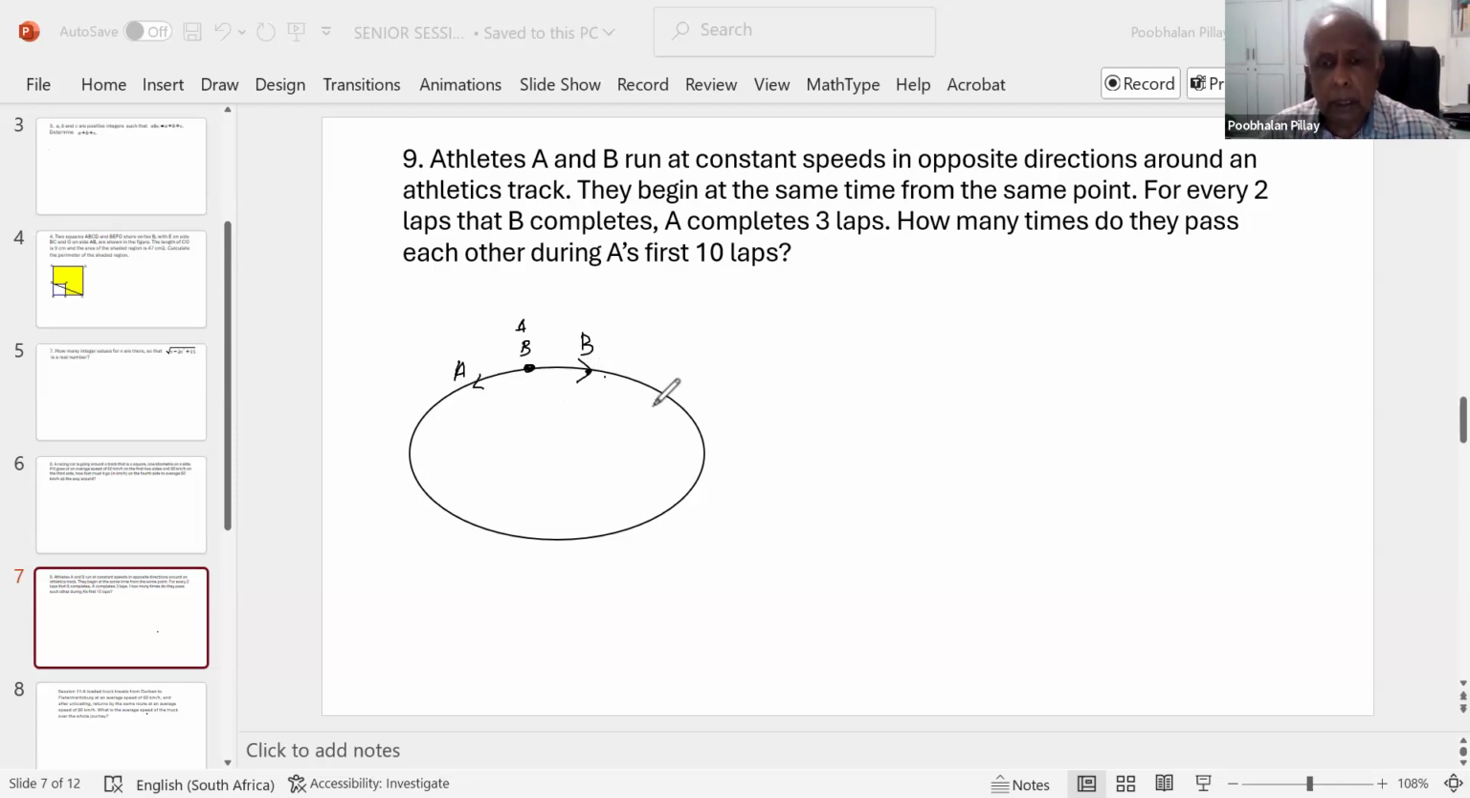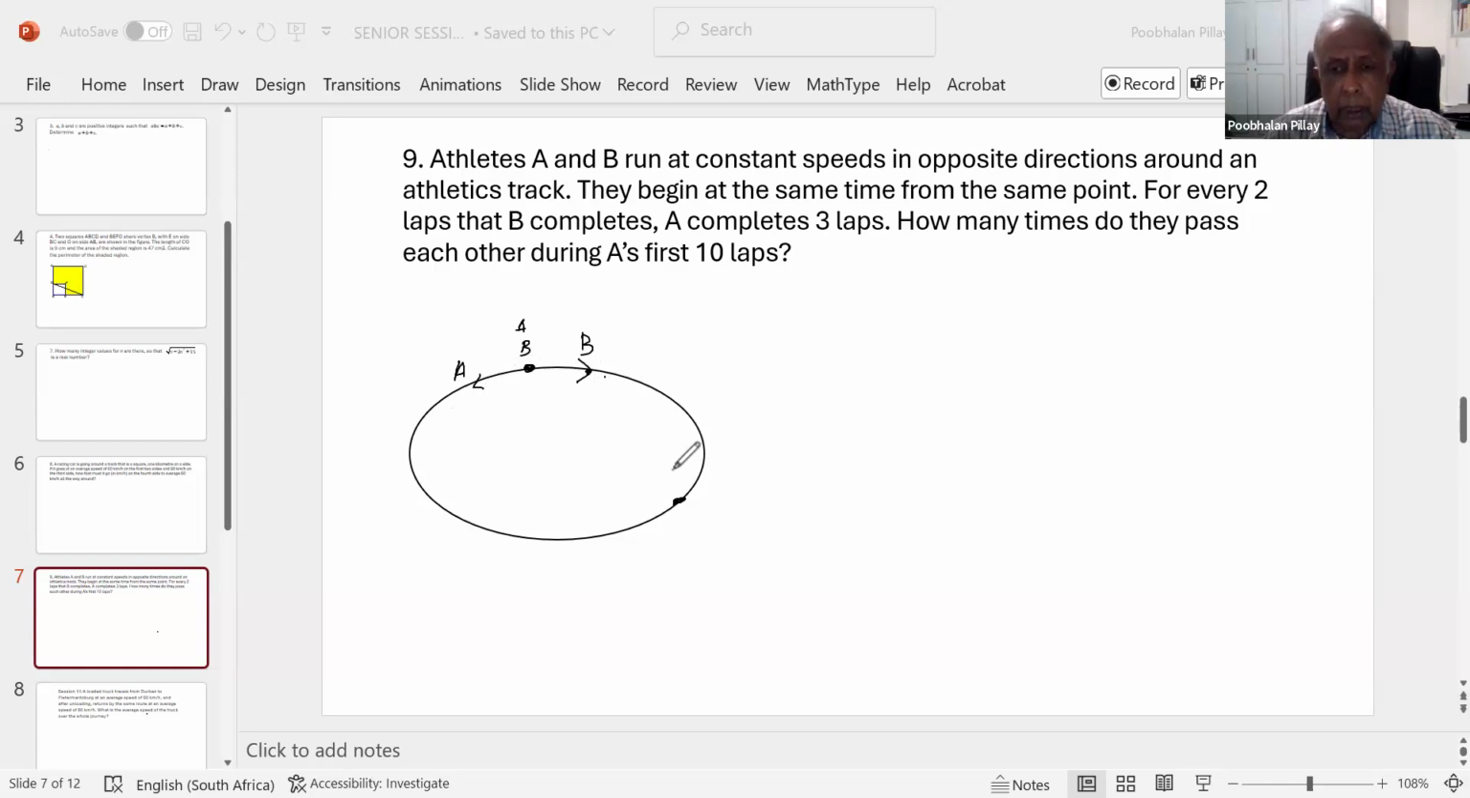I want to know when they cross. So let's see what happens. When do they first meet? That's an interesting question. A is faster, so you'll probably meet him here somewhere. This is where they meet. Now, this distance here will be 1.5 times that distance, because he's traveling 3 laps while this guy travels 2 laps.